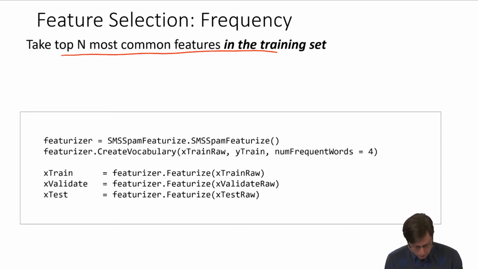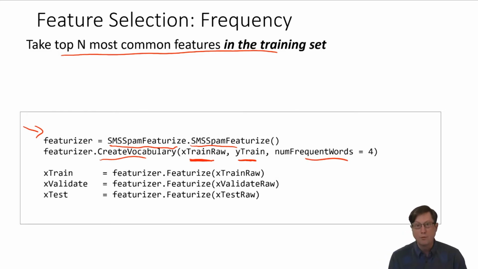And just to show you, you create a featureizer. This is a class that I've provided, and you're going to have to fill out this function with a little bit more detail, but it produces an object called featureizer. Then you call create vocabulary and pass it the training data, the X and the Ys. Some of these feature selection algorithms will use the Ys. We'll get to that in a second. And you pass it the N for the number of words that you want it to capture.